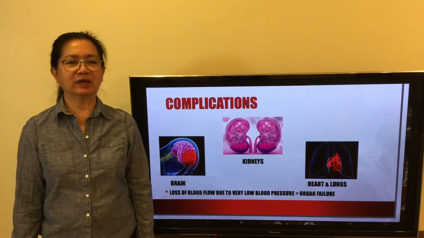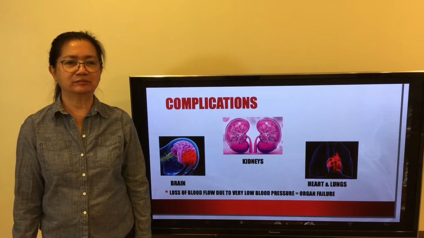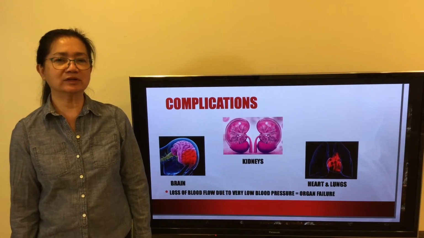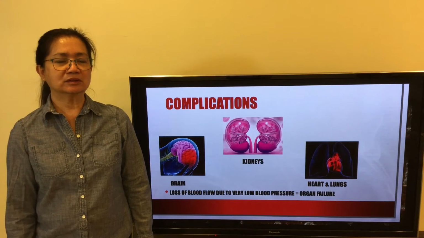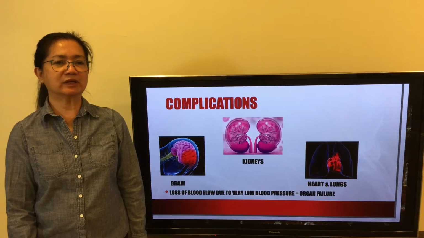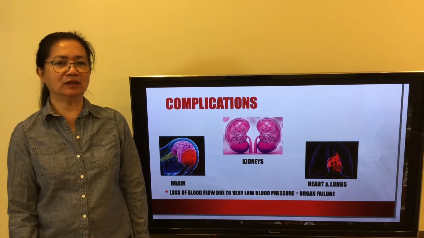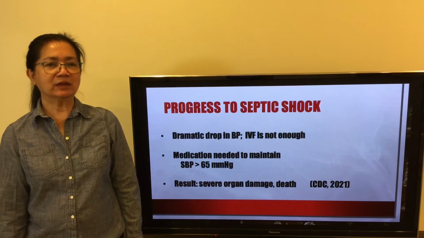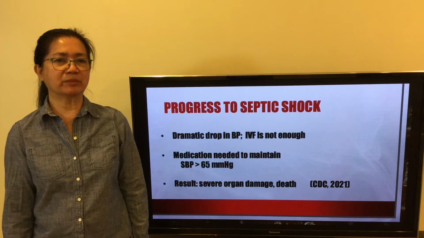So what are complications of sepsis? Because of a loss of blood flow due to very low blood pressure, sepsis can lead to organ failure, which can be in the brain, in the kidneys, or the heart and lungs. Sepsis can also progress to septic shock.